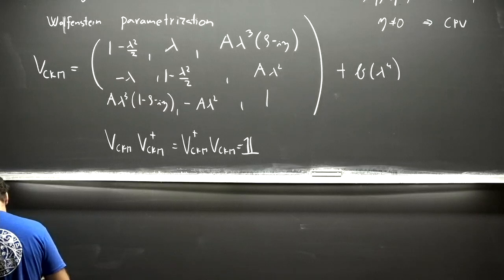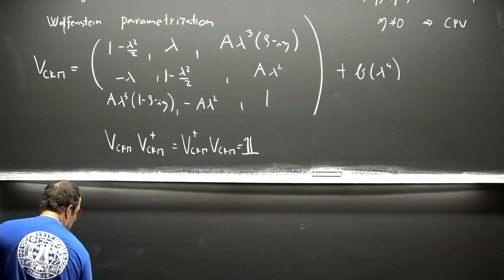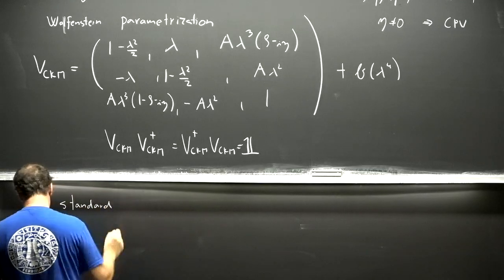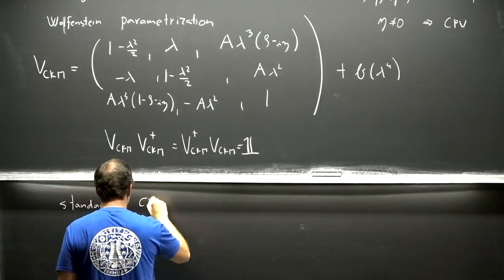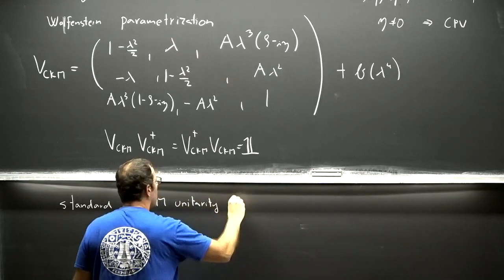We'll focus on the so-called standard CKM unitarity triangle.